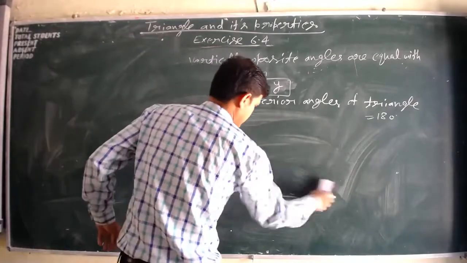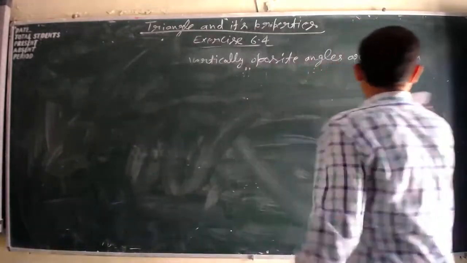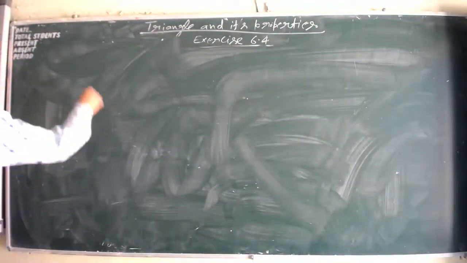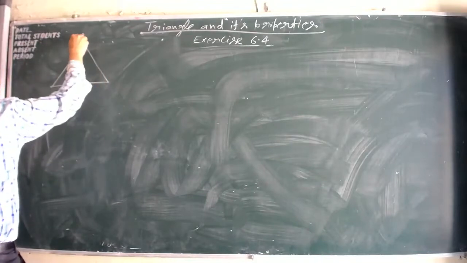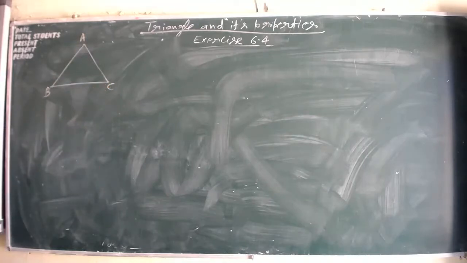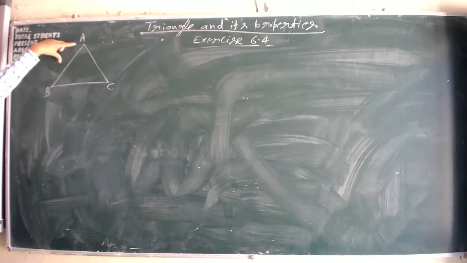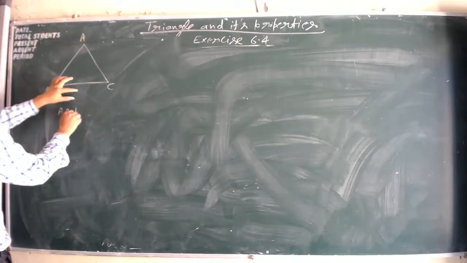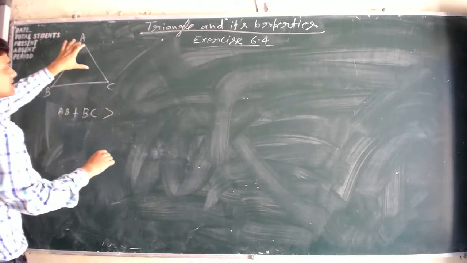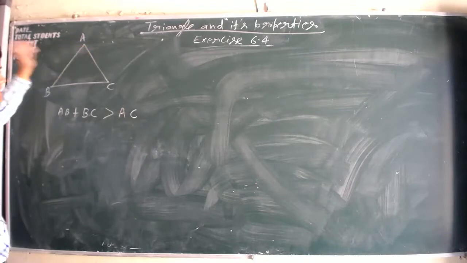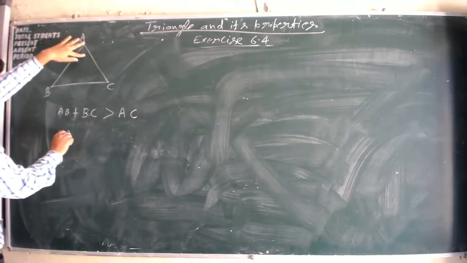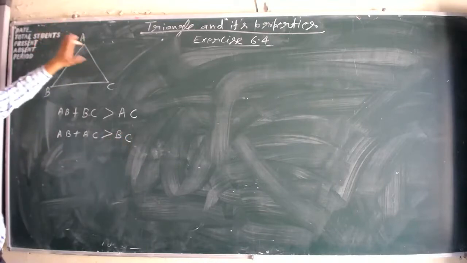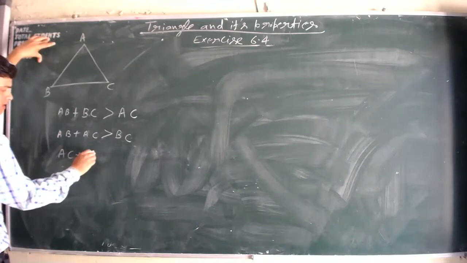Exercise 6.4. एक property हमने ली थी triangles के लिए कि कोई भी एक triangle है, suppose we have this triangle A, B and C. The property of this triangle is that the sum of any two arms should be greater than the third arm. मतलब अगर हम AB प्लस BC लेंगे तो इन दोनों का sum हमेशा third arm से बड़ा होगा. क्लियर? इसी तरीके से कोई भी दो arms ले लीजिए, AB प्लस AC should be greater than BC, या फिर AC प्लस BC should be greater than AB.